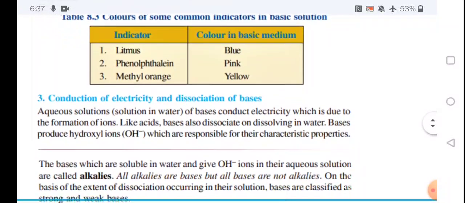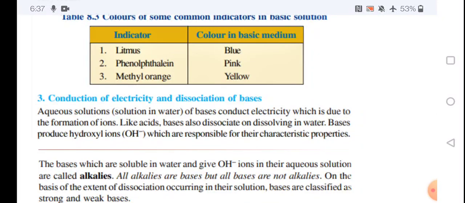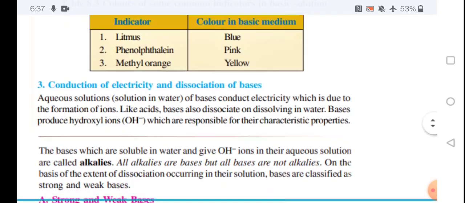Next, the third property is conduction of electricity and dissociation of bases. As we saw in acids, pure water does not conduct electricity. When acids mix with water, they produce hydrogen ions. That process is known as dissociation. In the same way, when bases are mixed with pure water, they produce hydroxyl ions. These ions conduct electricity and are responsible for the characteristics of bases.